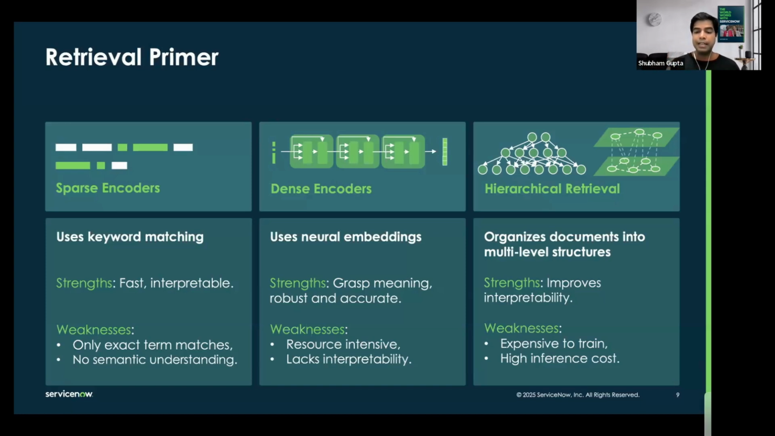Using an LLM inherently in these training and inference makes these systems very hard to train, and their cost of inference is also very high.